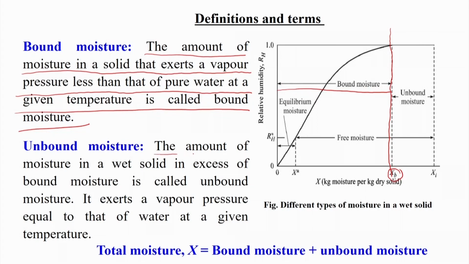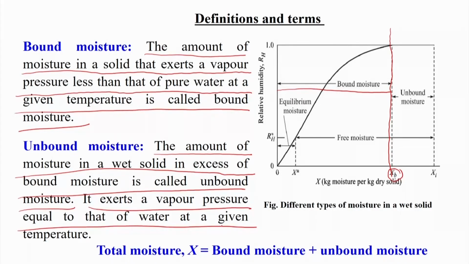The amount of moisture in a wet solid in excess of the bound moisture is called the unbound moisture, and it exerts a vapor pressure equal to that of water at the given temperature and pressure. It is the excess of the total moisture, that is X i, the initial moisture content. If we take the total moisture content minus the bound moisture, we get the unbound moisture.